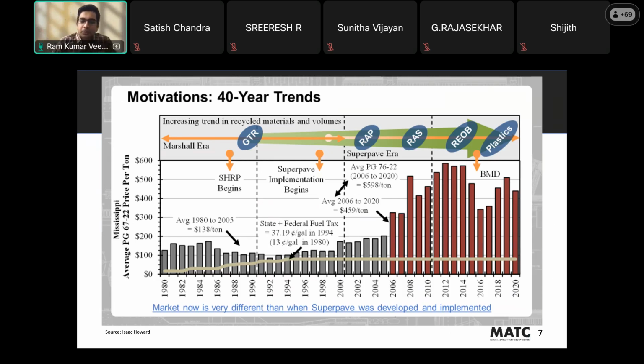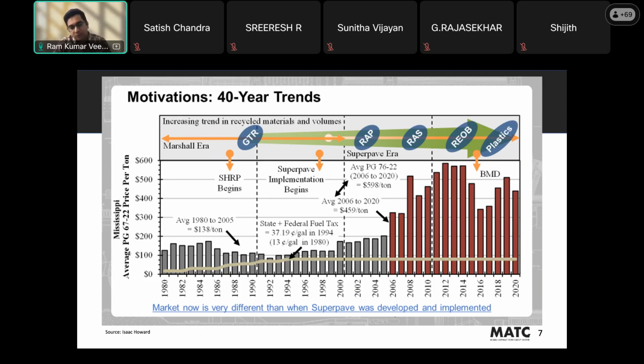So the traditional Super Pave system that I've been using over here was designed for a different environment. What you're seeing here is the Marshall era, where the market was completely different in regards to binder cost and everything. And with Super Pave, the market was different. Now with the inclusion of these recycled materials, the market is completely different. Hence, there's a need to evaluate the performance of these recycled materials that are being introduced into the asphalt mixtures.